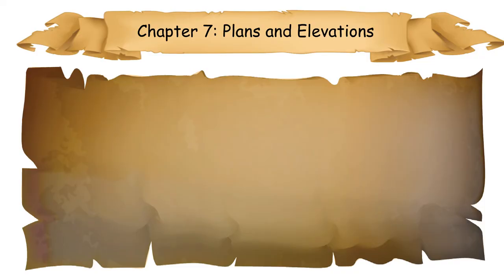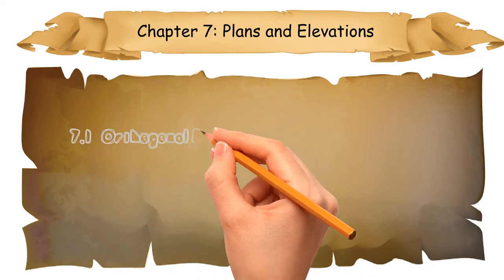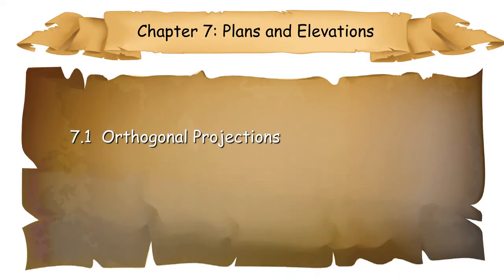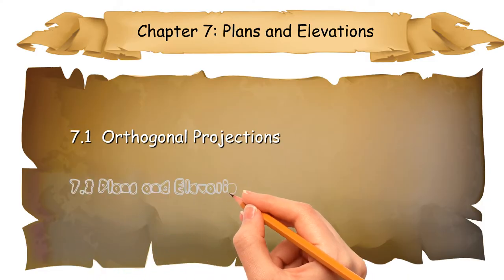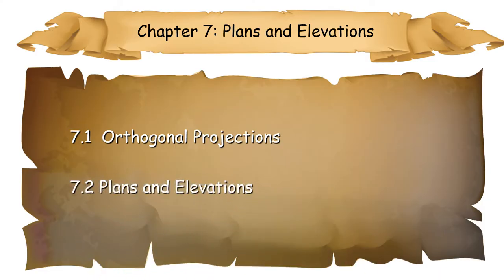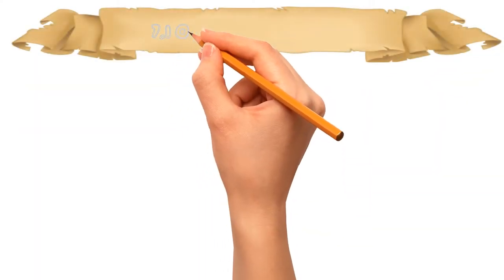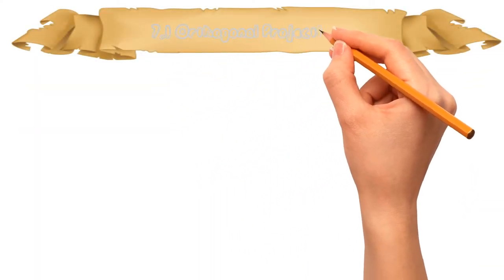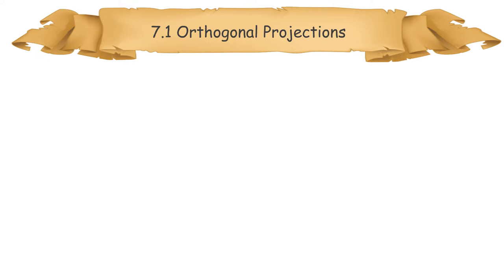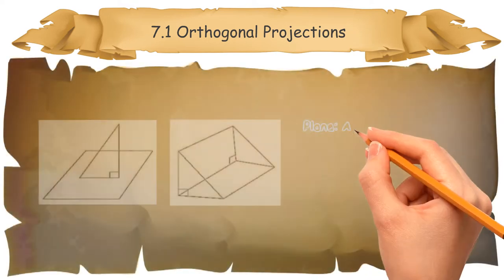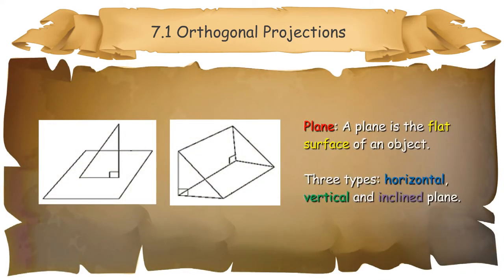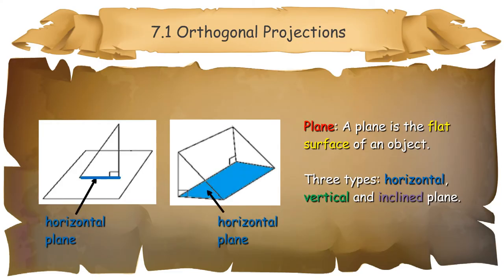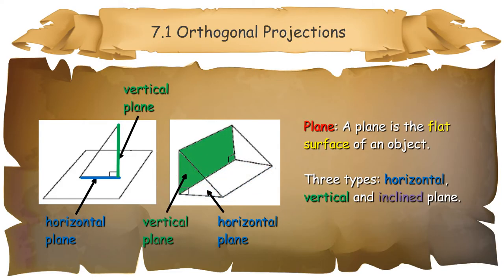In this chapter, you will learn 7.1, Orthogonal Projections and 7.2, Plans and Elevations. 7.1, Orthogonal Projections. Plane. A plane is the flat surface of an object. Three types: horizontal, vertical, and inclined plane.